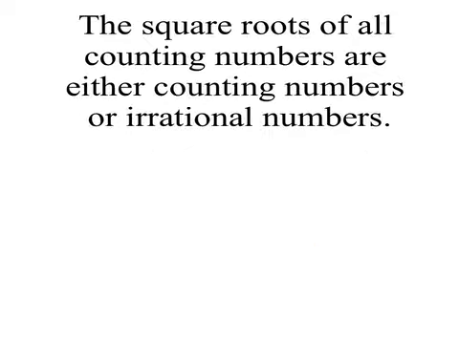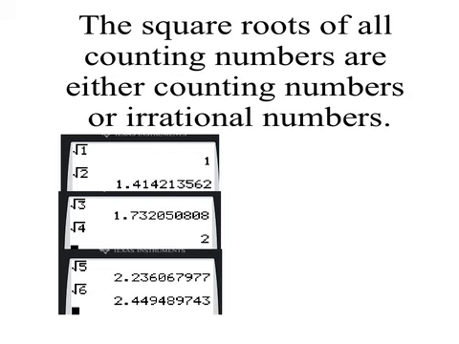Let's use a calculator to look at the square roots of the first 10 counting numbers. Here's the square root of 1, which is 1. The square root of 2, which shown here is rounded to the billionths place. Here's the square root of 3, another irrational number. And the square root of 4, which is the counting number 2. The square roots of 5 and 6 are shown, and they're both numbers between 2 and 3, as are the square roots of 7 and 8.